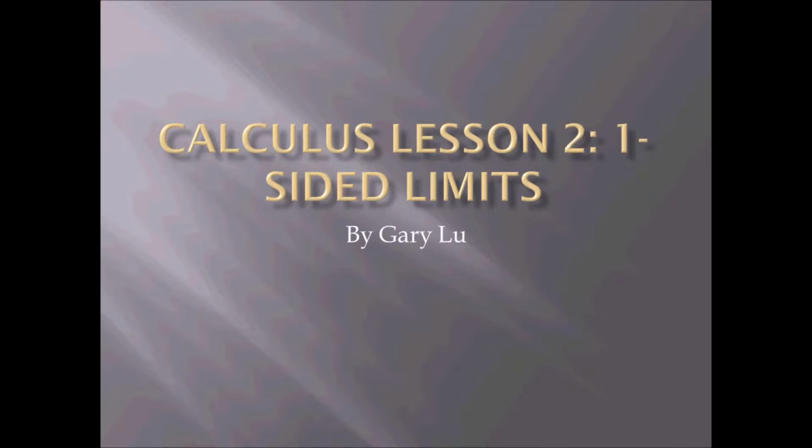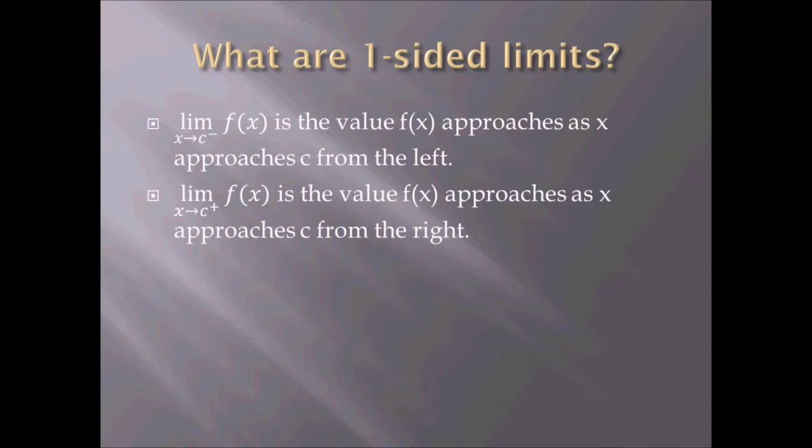Today we are going to be doing one-sided limits. So what are one-sided limits? Well, the limit of f of x as x approaches c negative is the value f of x approaches as x approaches c from the left. And the limit of f of x as x approaches c positive is the value that f of x approaches as x approaches c from the right.